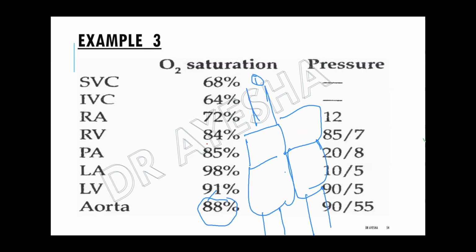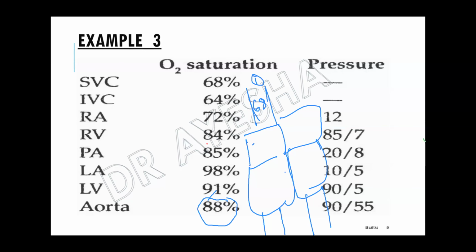SVC, IVC, and right atrial saturations are around 70%: 70, 68, 64. 64 is lesser. Can we consider it normal? Yes, it is normal, because IVC and SVC are just okay, not a very great difference. A 3 to 4% saturation difference is okay. Just make it normal.